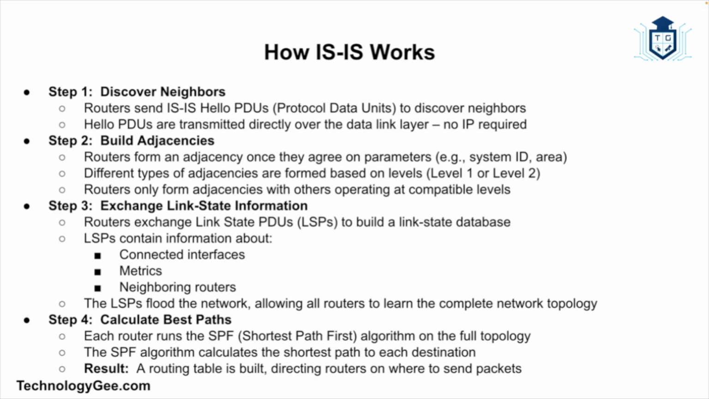And then there's step 4 where they calculate the best paths. So once each router has a complete view of the network, it runs the SPF algorithm to compute the shortest path to each destination. And the result? Well, you're going to get a routing table that tells the router exactly where to send packets.